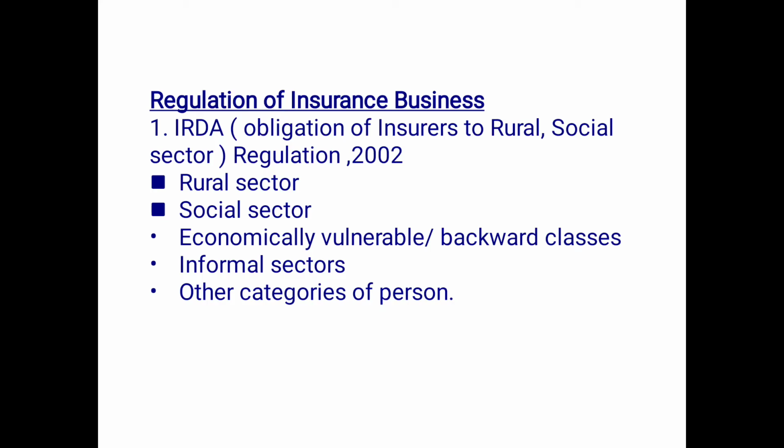Other categories of persons, in the sense, include a person with a disability as defined in the Persons with Disabilities (Equal Opportunities, Protection of Rights and Full Participation) Act of 1995, and who may not be gainfully employed, and also include guardians who need insurance to protect a person with disability.